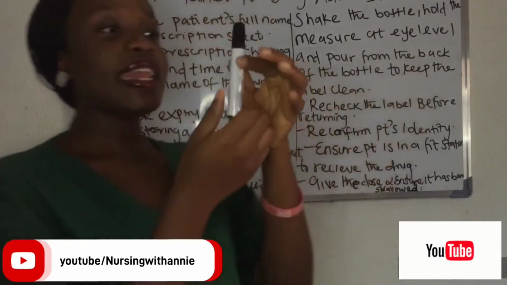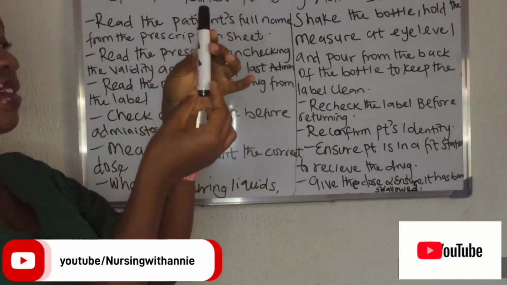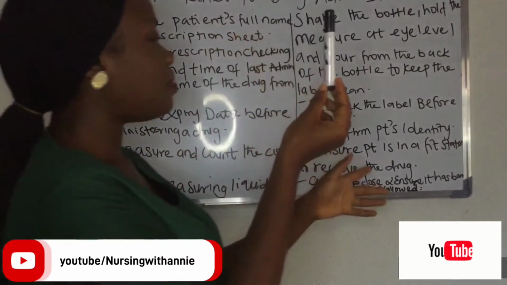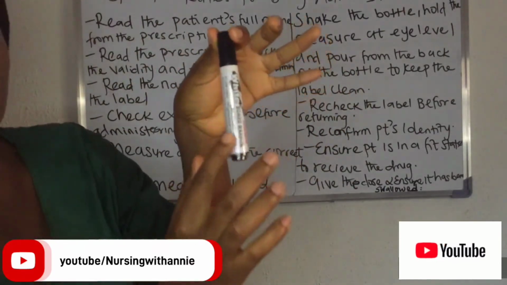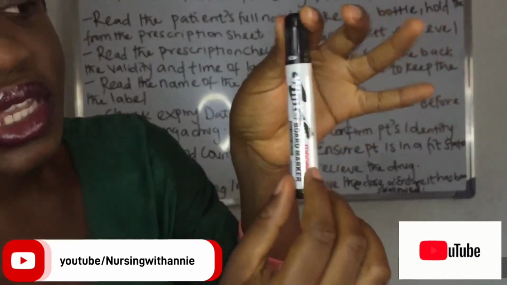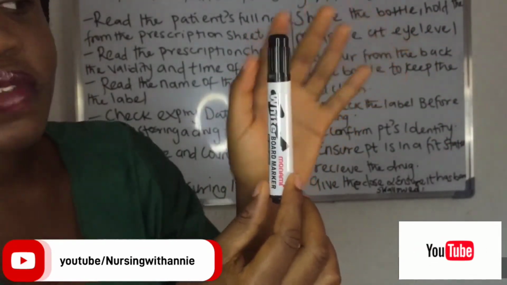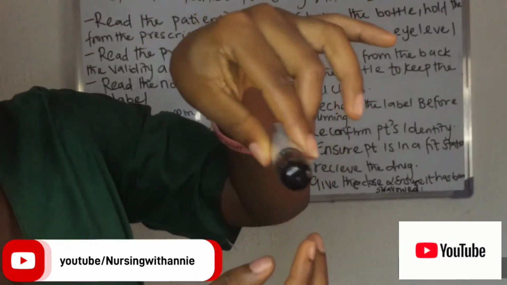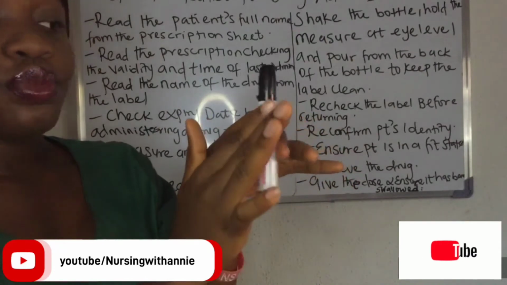Then you measure at eye level. You keep the bottle at eye level, and then you measure. Then you pour out from the back. For example, if this is where the label is on the bottle, I hope you can see, you measure from the back. You pour out the liquid from the back, not from the front like this, in order not to stain the label.